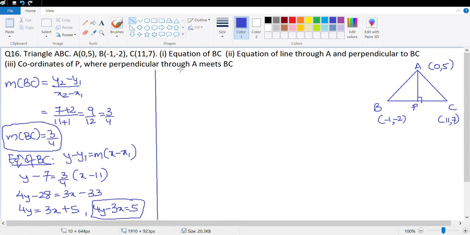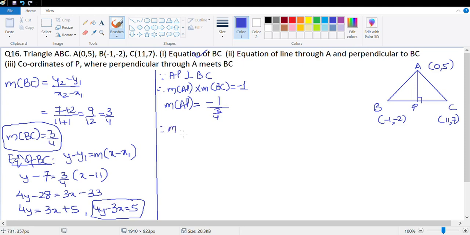Perfect. That's what they wanted. Next, equation of line through A and perpendicular to BC. Perfect. So since AP is perpendicular to BC, therefore slope of AP multiplied with slope of BC will be equal to -1. So slope of AP will be equal to -1 upon slope of BC, which is 3/4. Therefore slope of AP will be equal to -4 upon 3.